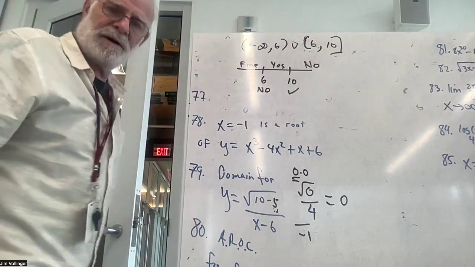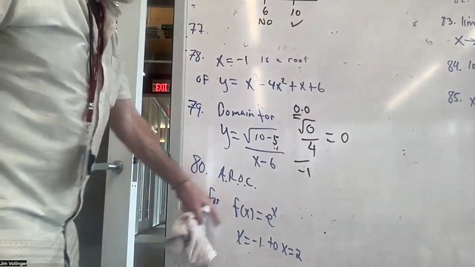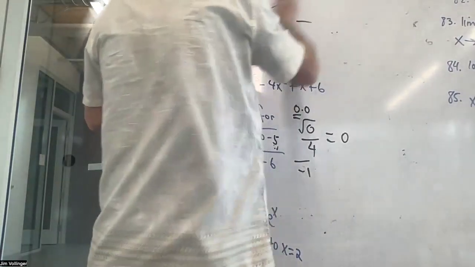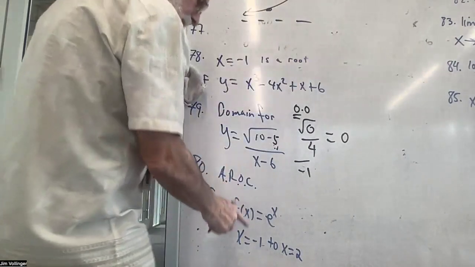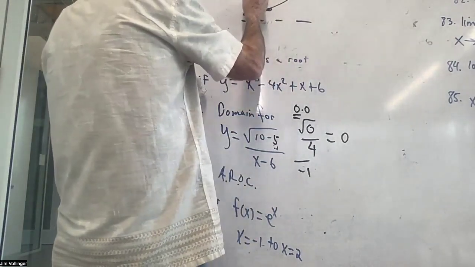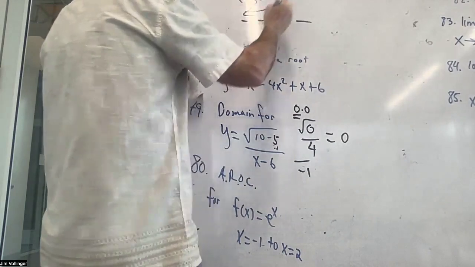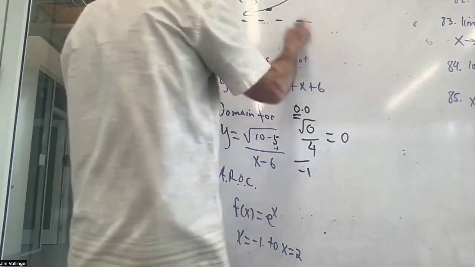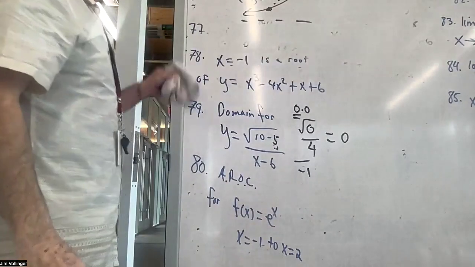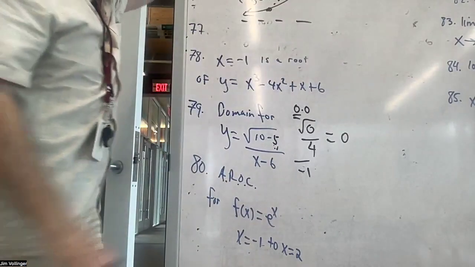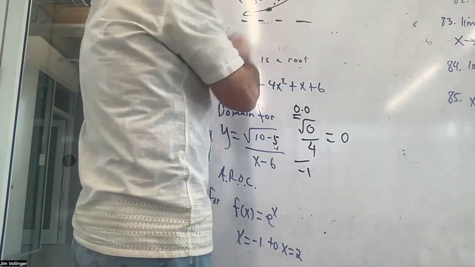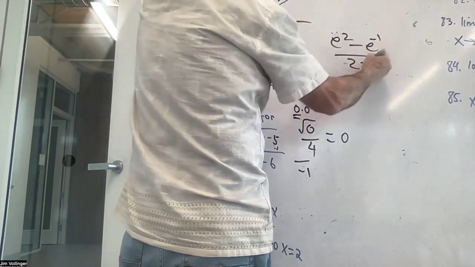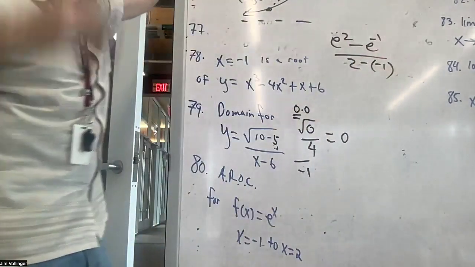Average rate of change. And you even see that. Average rate of change of f of x equals e to the x. All right, so let's get a quick graph of e to the x. And at -1, I get e to the -1. And I'm trying to get to 2, and I get e to the 2. And I'm trying to find the slope between the coordinates. So that's y2 minus y1 over x2 minus x1. That's the average rate of change.